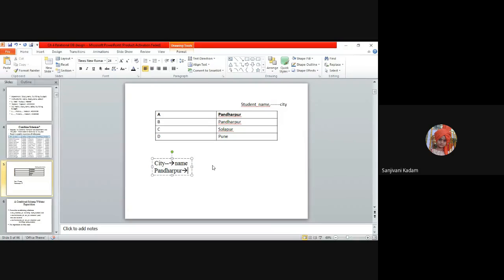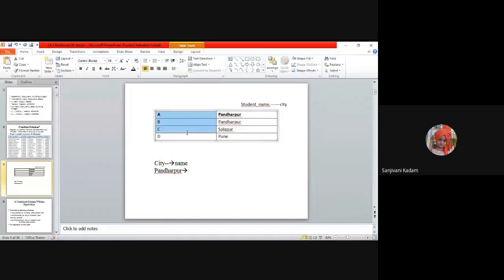Here I cannot get a single value, because A and B, it means there are two. There might be multiple students belonging to the same city. But by knowing the name, I can give a single value for the city name. This means the city name is dependent on the name of the student.